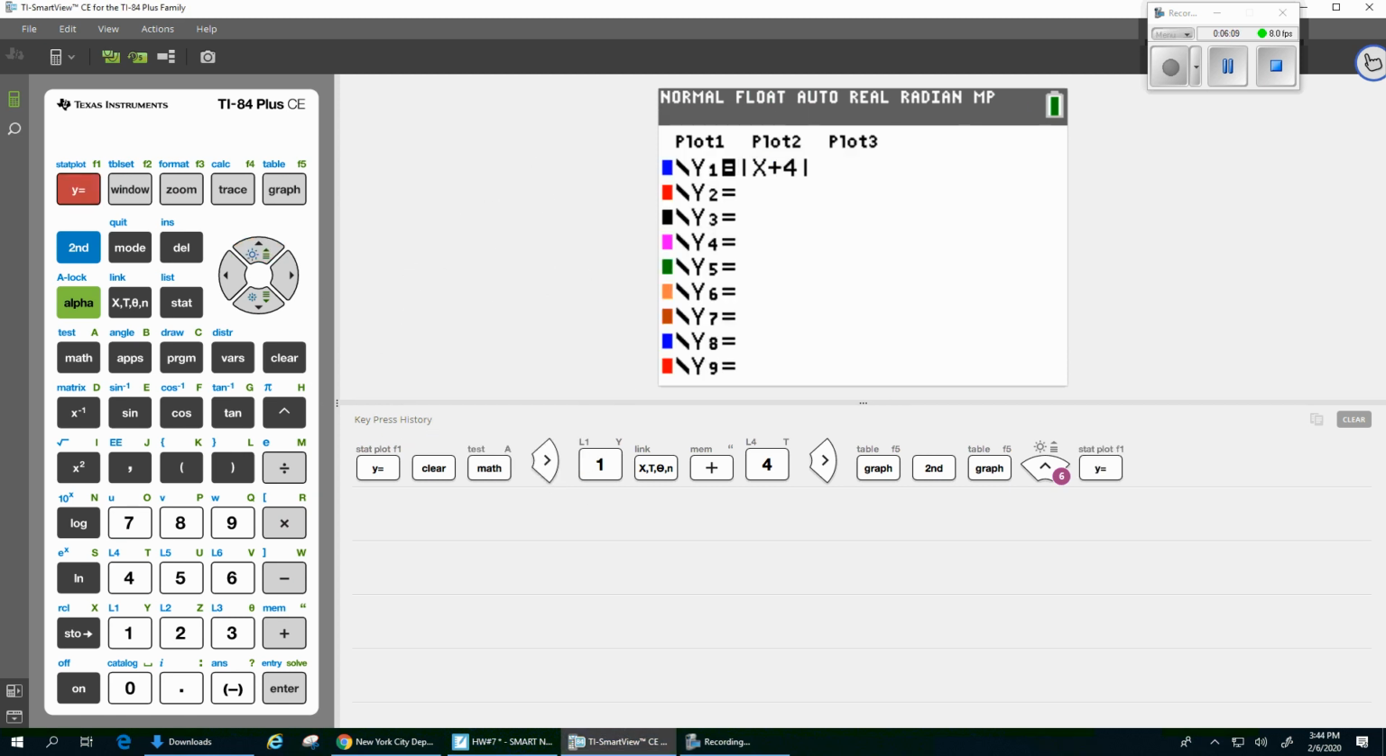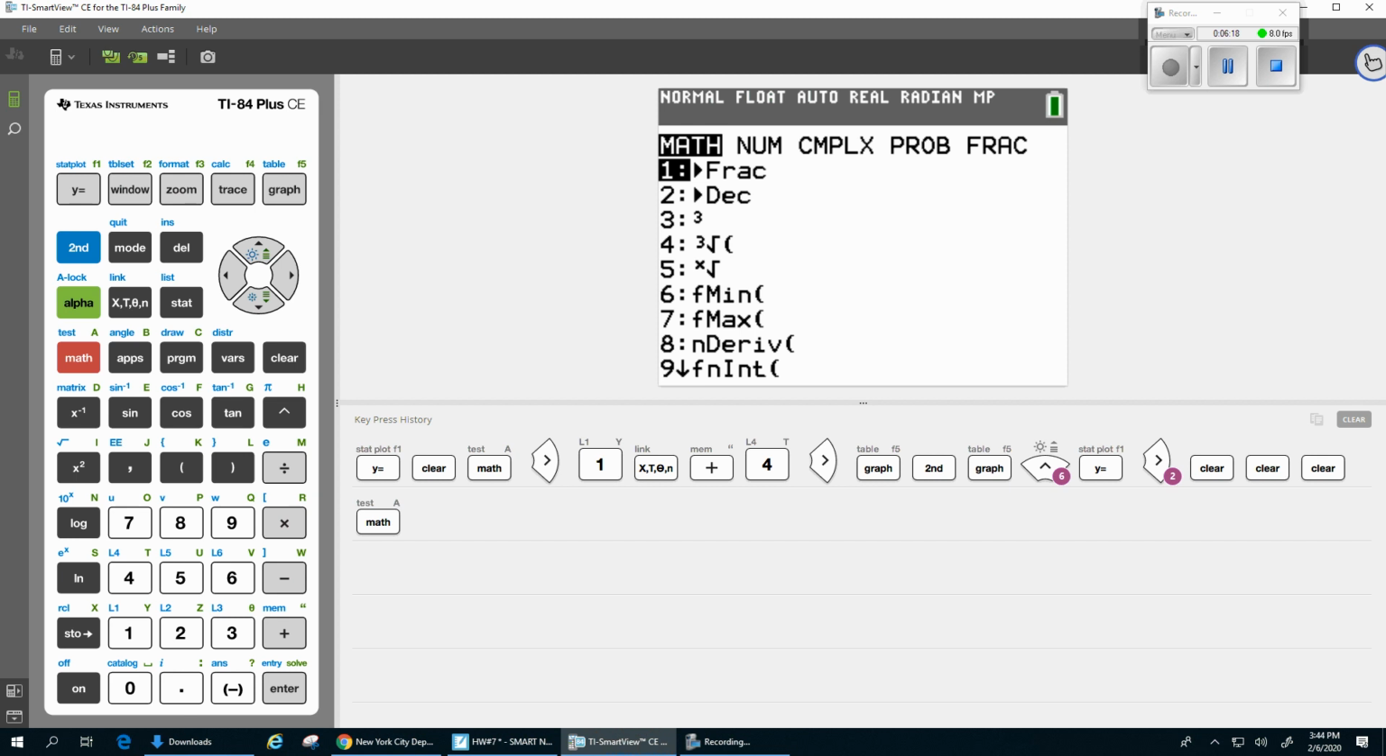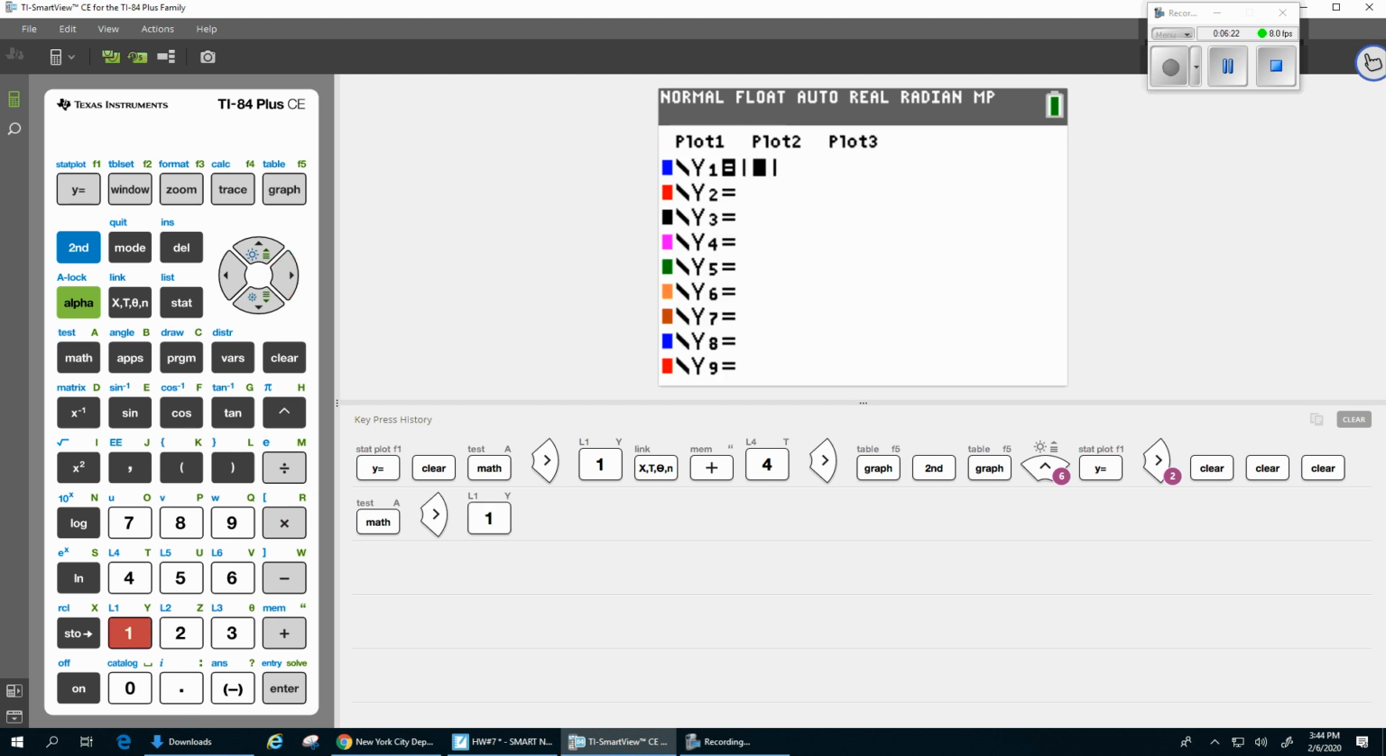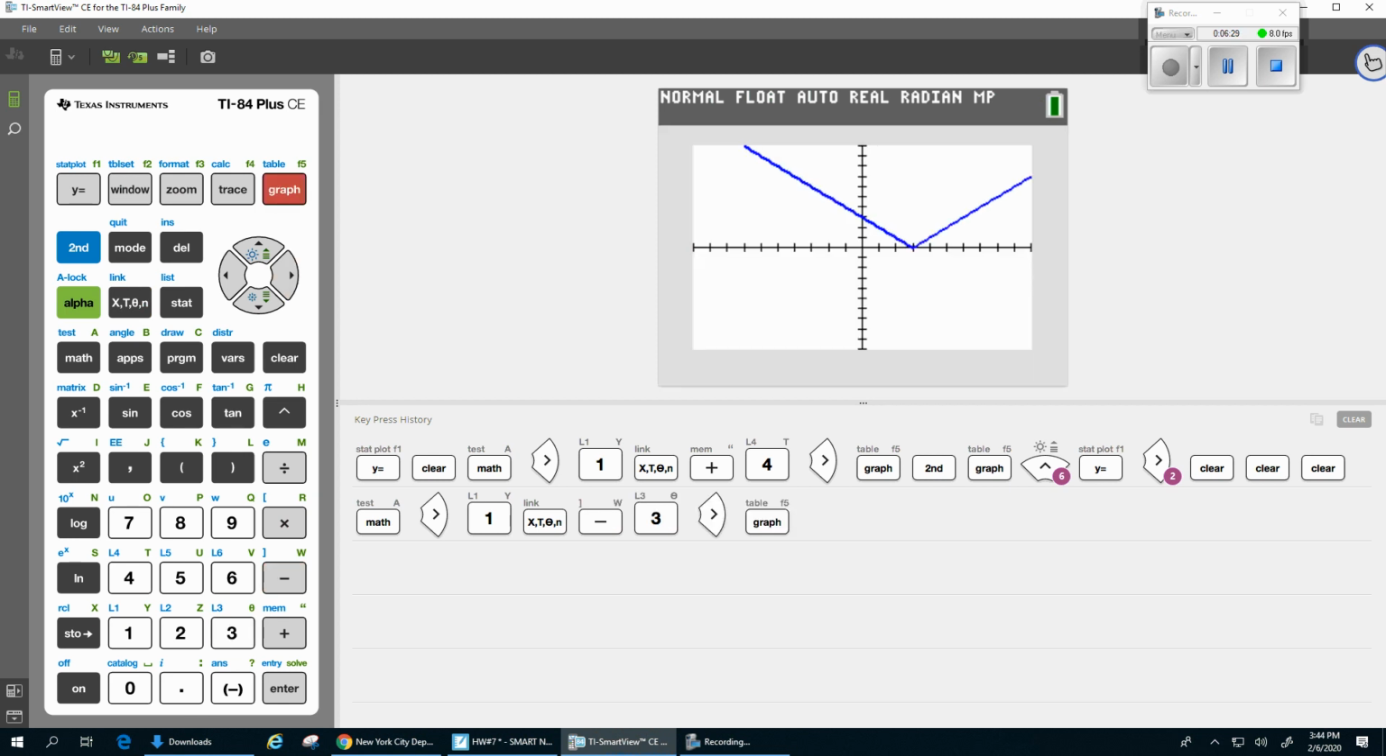I'm going to go back to y equals, and I'm just going to clear this so I can practice entering an absolute value. So I'm going to hit math, go over to num, hit option 1 for absolute value, and now I'm going to type in x minus 3. I can peek at the graph, and I notice that my shift is now to the right. Let's look at the table.